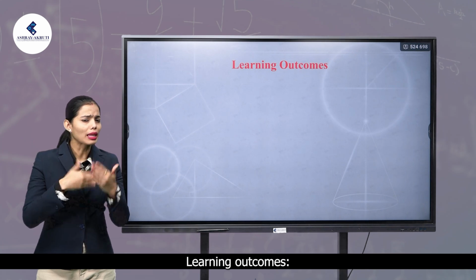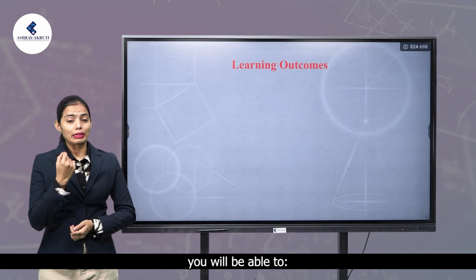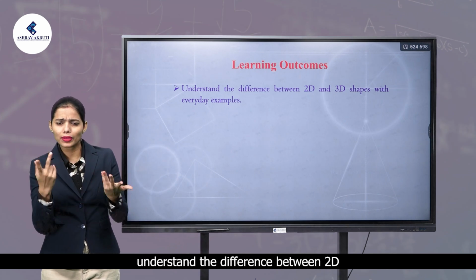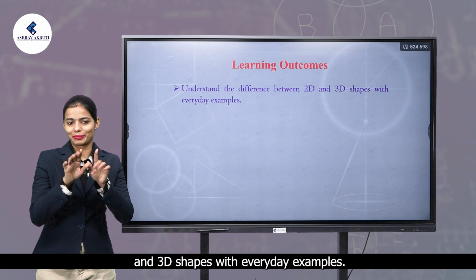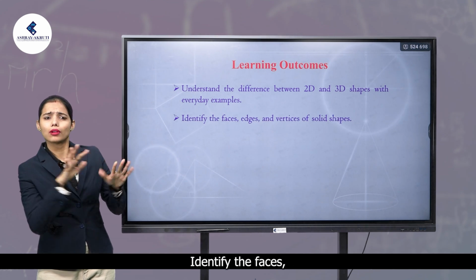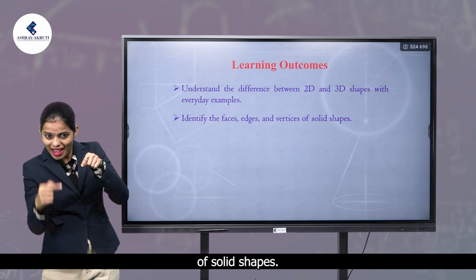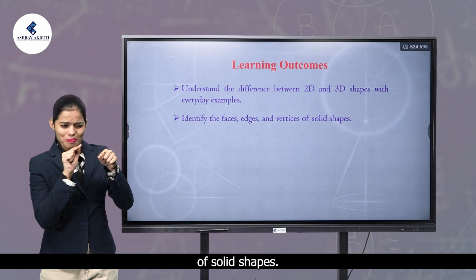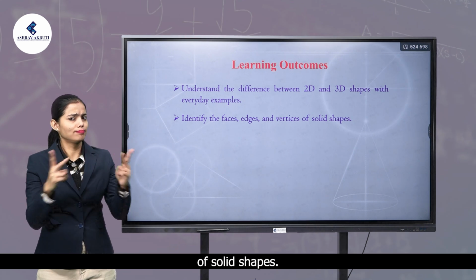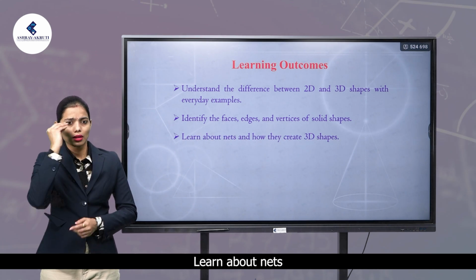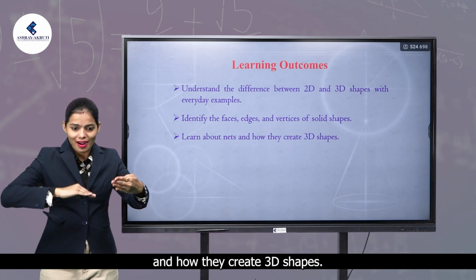Learning outcomes. After the completion of this lesson, you will be able to understand the difference between 2D and 3D shapes with everyday examples. Identify the faces, edges, and vertices of solid shapes. Learn about nets and how they create 3D shapes.